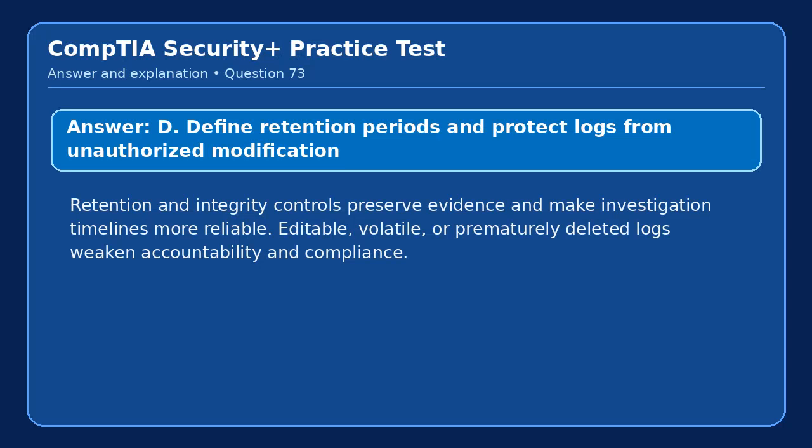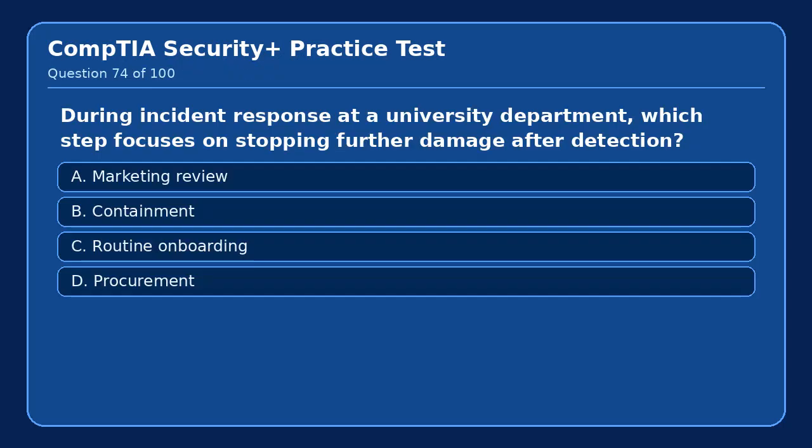The answer is A. Root cause analysis. Root cause analysis identifies the underlying issue and informs corrective action. Ignoring weaknesses, deleting notes, and canceling tests make recurrence more likely.